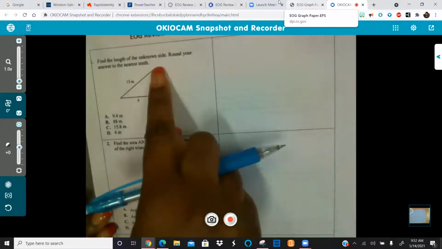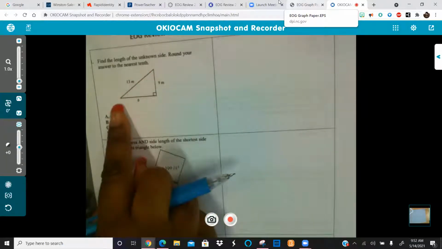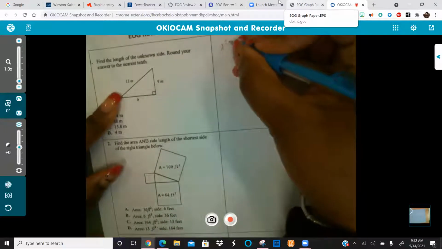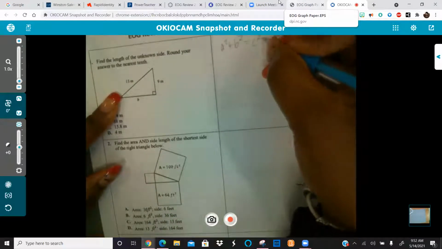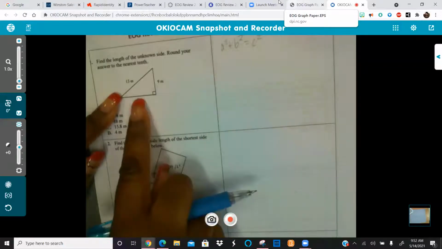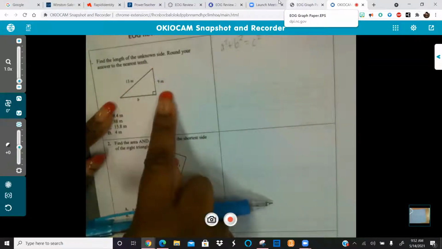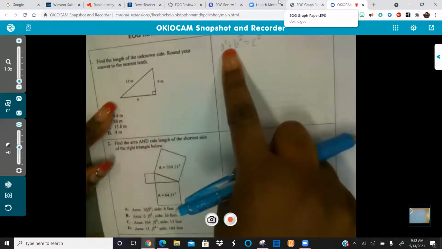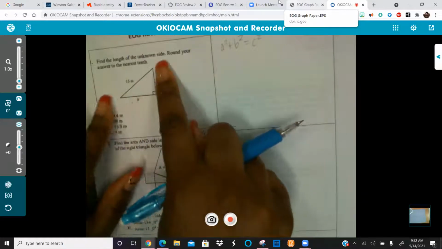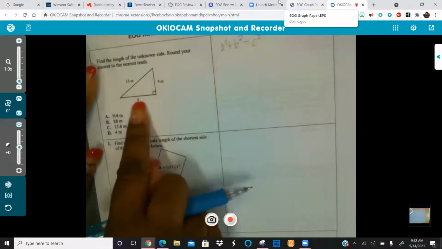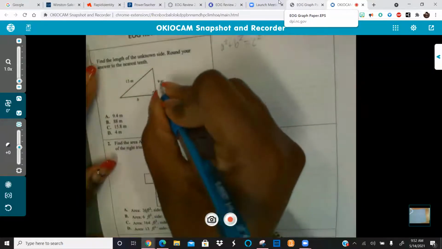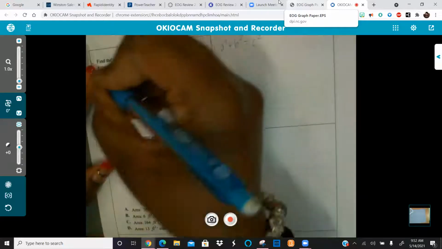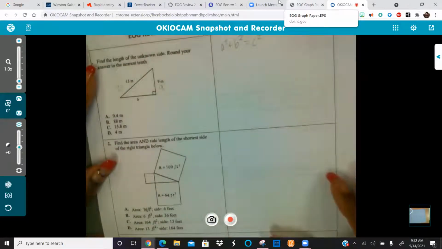Because this is a right triangle, you can use Pythagorean theorem. Remember that Pythagorean theorem is a squared plus b squared equals c squared. Pythagorean theorem is only used to find the missing measurement or the missing length of one of the sides in a right triangle. Your A and your B are your legs, the sides that form the right angle. So they've already labeled this as B. So we're going to label this side as A, and the side opposite of the right angle is going to be C. Okay, it's going to be letter C.